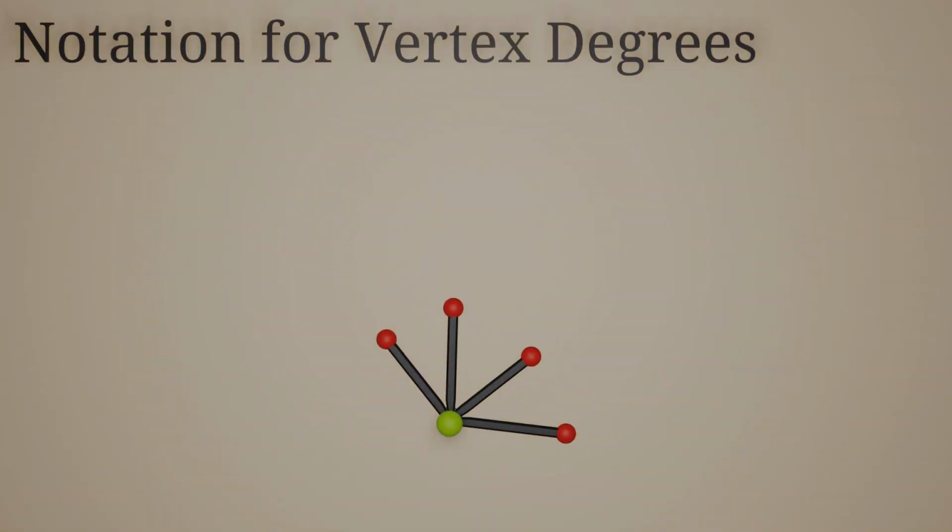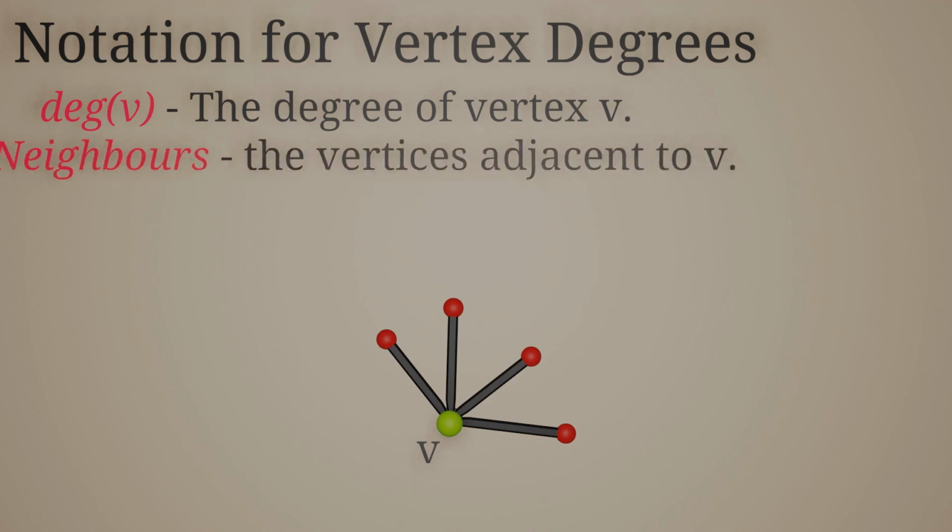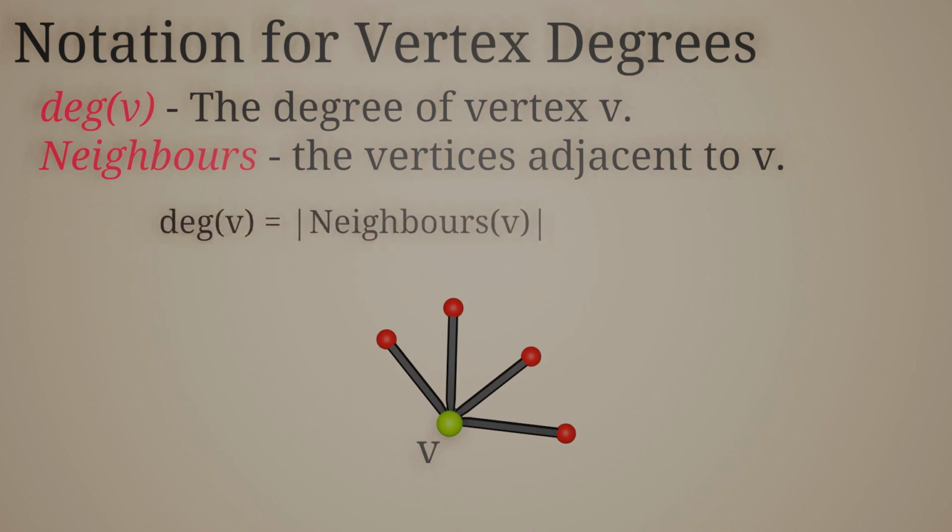Anyways, back to the topic of graph degrees. I'd like to introduce some notation. The degree of any arbitrary vertex v is noted as deg v. The vertices adjacent to v are called neighbors. Therefore, the number of neighbors is also equal to deg v.